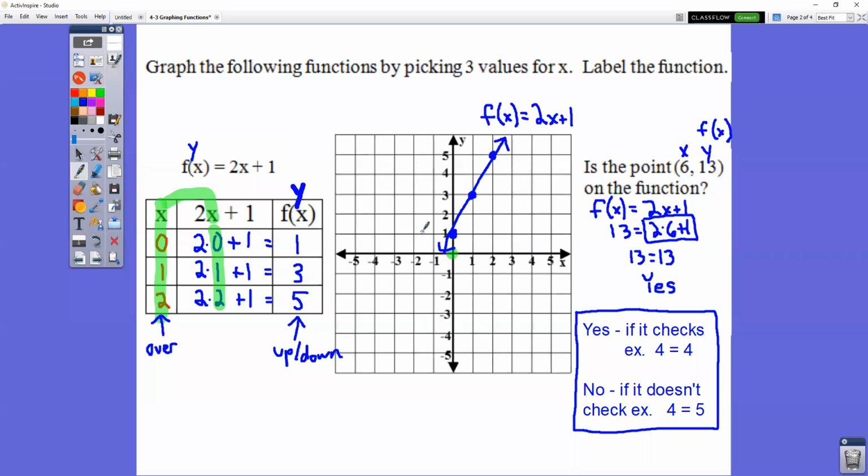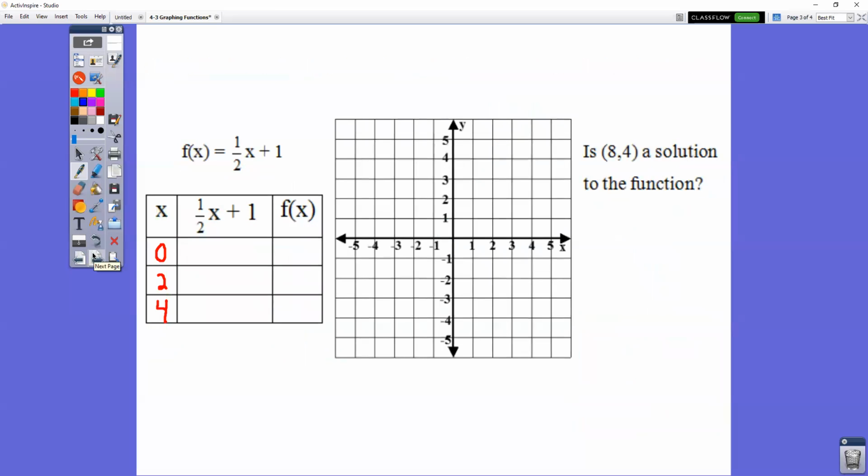It looks identical to what we did in 3-1, except that instead of a y column and instead of y equals, we have f of x equals. Otherwise, it is literally exactly the same. So let's take a look at another example. In this one, we have a fraction. Anytime that you have a fraction, you won't see 0, 1, and 2. You'll see multiples of the denominator. So you'll see like 0, 2, and 4.